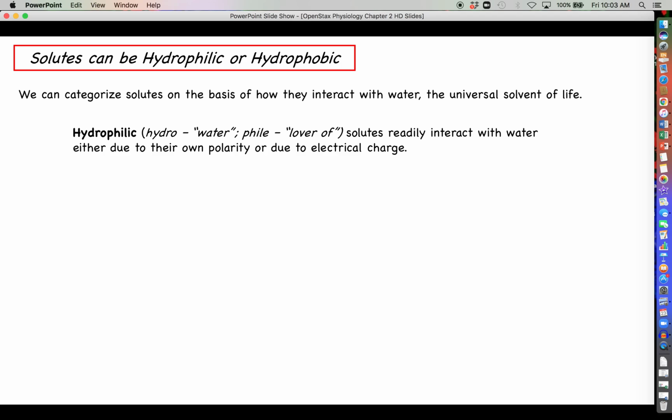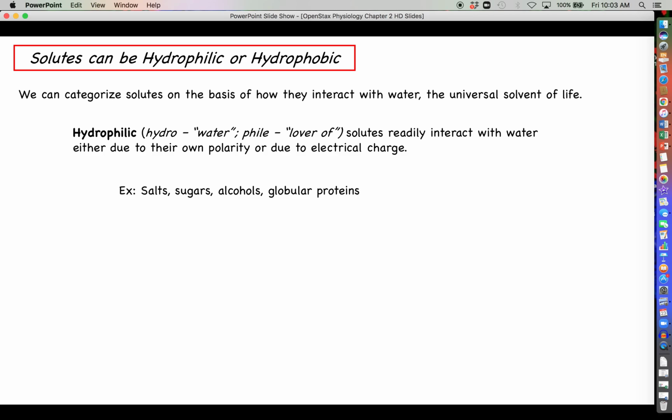So these are going to be your solutes that are very, very, very soluble in water, either because they are very polar themselves or because they have some sort of electrical charge. What they have in common is that these are solutes that water can form hydrogen bonds with. Examples of hydrophilic solutes that we will see throughout the semester are salts, sugars, alcohols, and globular proteins.